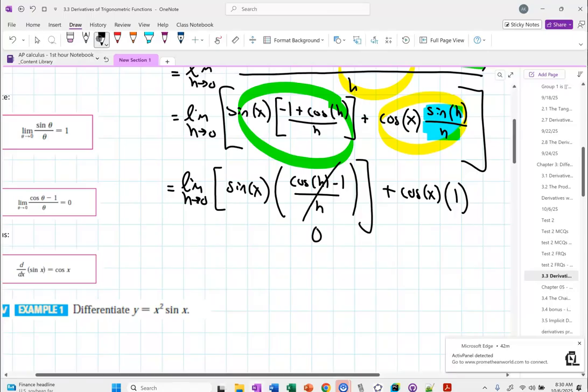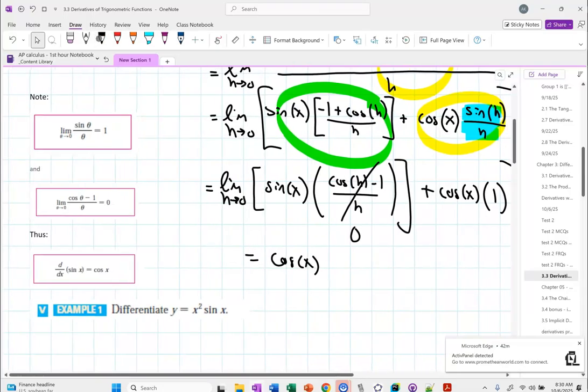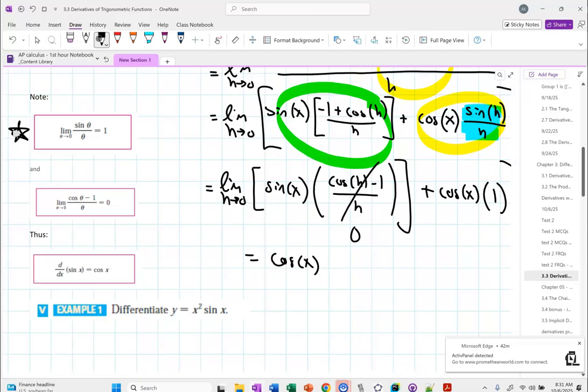So this is going to be 0 here. And so you're left with just cosine x, which is what you want. So again, this we did. You guys all did that on the points back assignment, or you will if you haven't finished it. This is what we just stated.